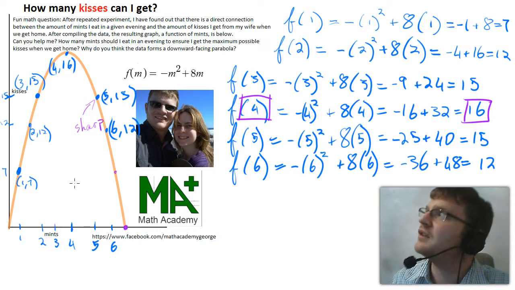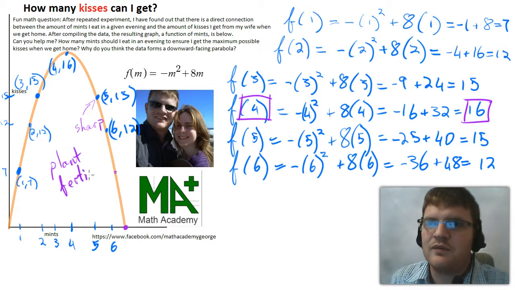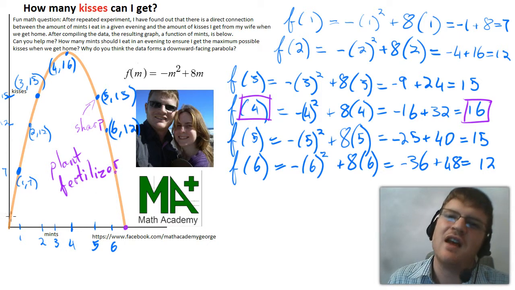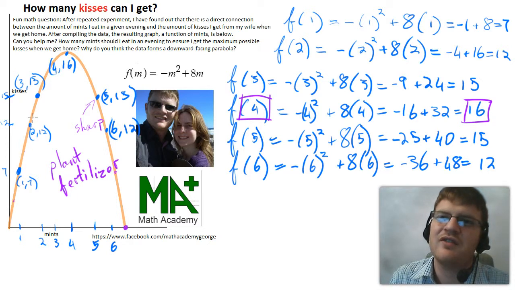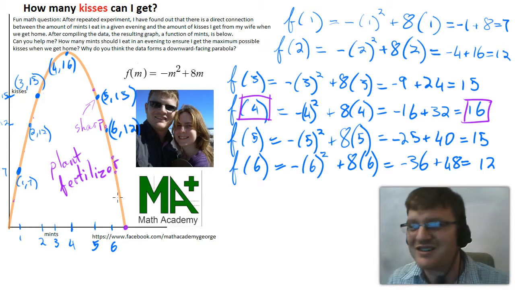And one example is plant fertilizer. I hope I spelled that right. Plant fertilizer. If you give a little bit, the plants grow a little bit higher. The more you give, the higher the plants grow. But you get to a point where you're going to get a maximum growth. And if you overfeed, the more you overfeed, the shorter the plants actually get.